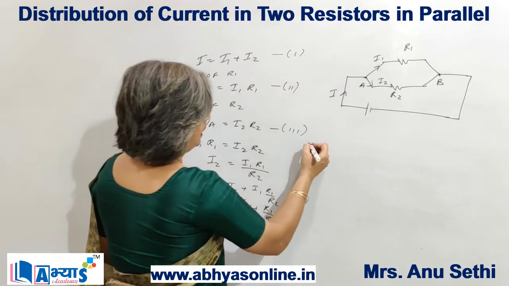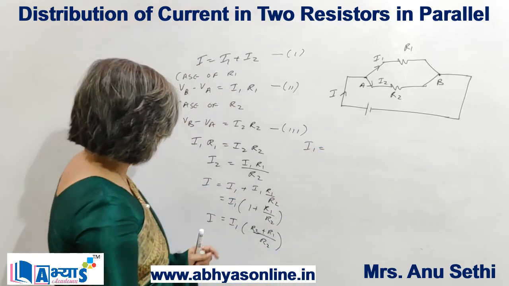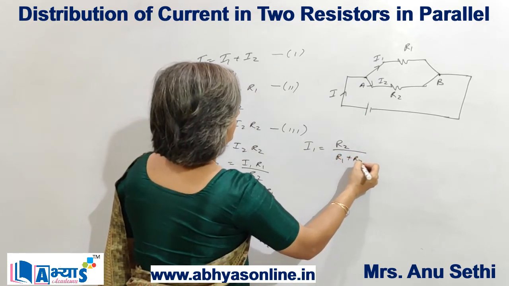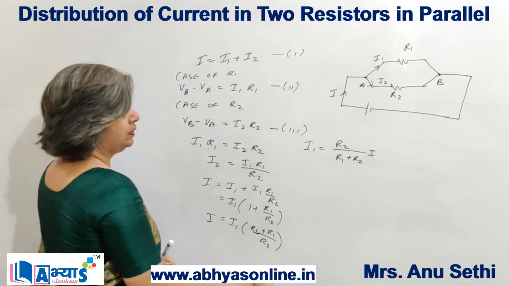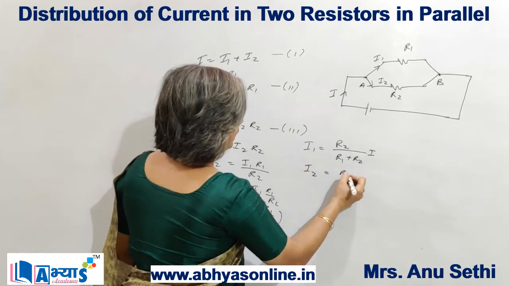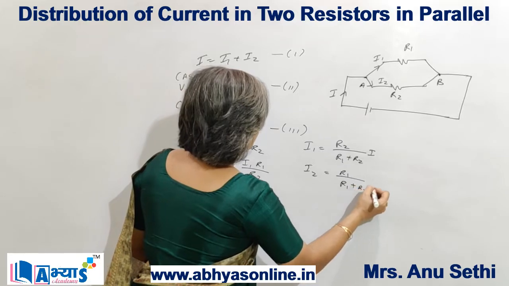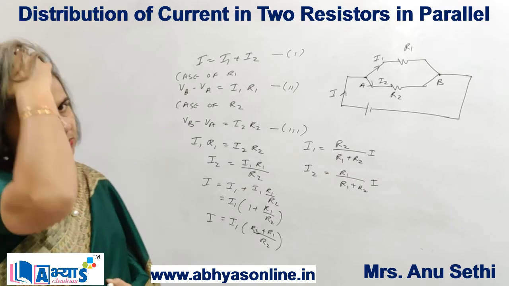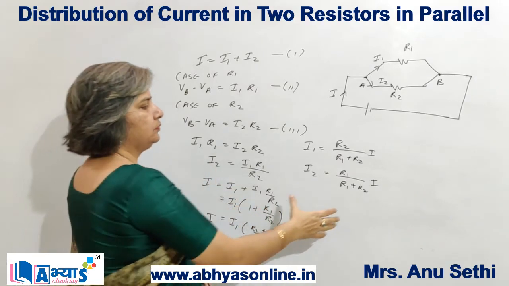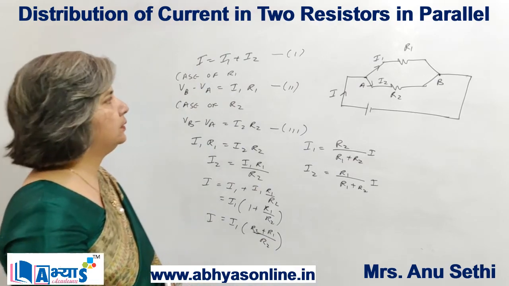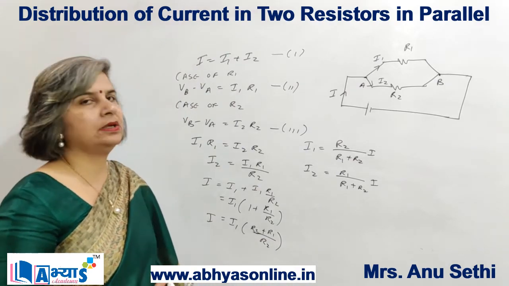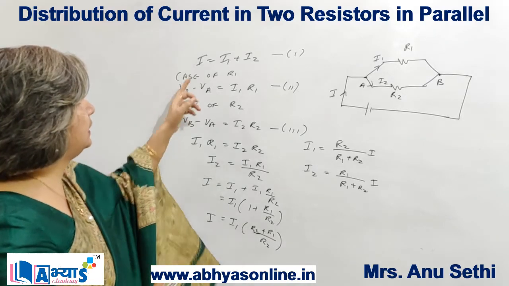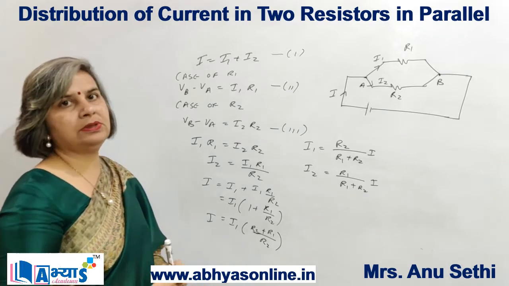Or we can say that I1 is equal to, cross multiplying, R2 upon R1 plus R2 into I. Similarly, we can say that I2 is equal to R1 upon R1 plus R2 into I. That means if we are supposed to calculate the current passing through each resistance, we can use this formula to calculate the current. We can say that the current is inversely proportional to the sum of the resistances.